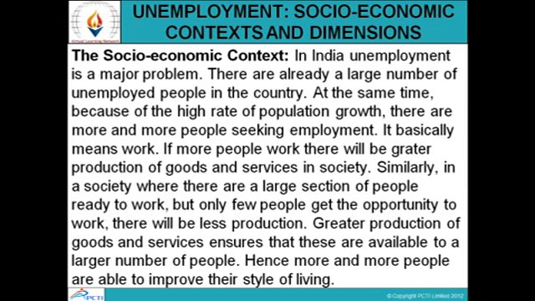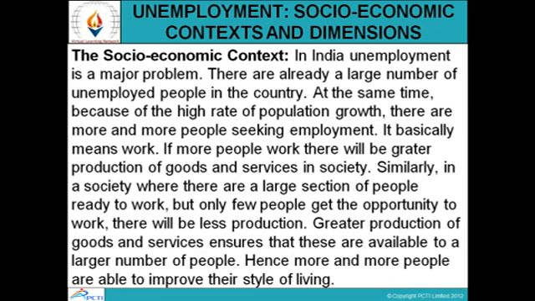Now, unemployment in socio-economic context. In India, unemployment is a major problem. There are already a large number of unemployed people in the country, and at the same time, because of the high rate of population growth, there are more and more people seeking employment.